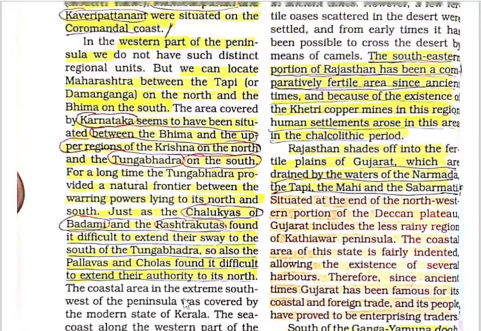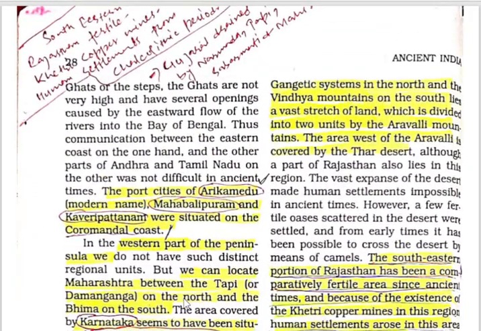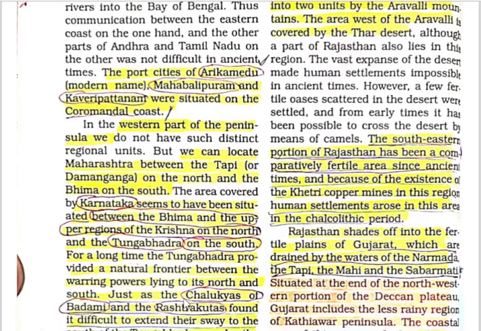सो इन बिटवीन इंडस एंड द गैंजेटिक सिस्टम्स इन द नॉर्थ और the Vindhya mountains on the south lies a vast stretch of land which is divided into two units by the Aravalli mountains. Okay, so the west of the Aravalli is covered by the Thar desert.